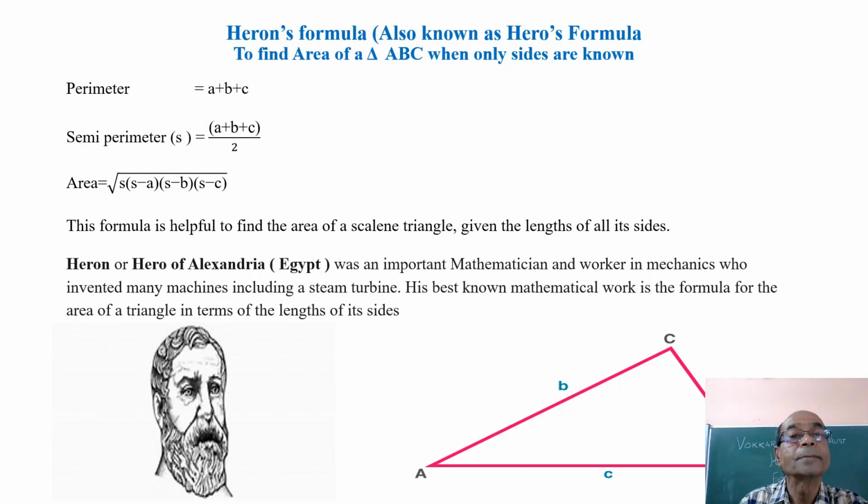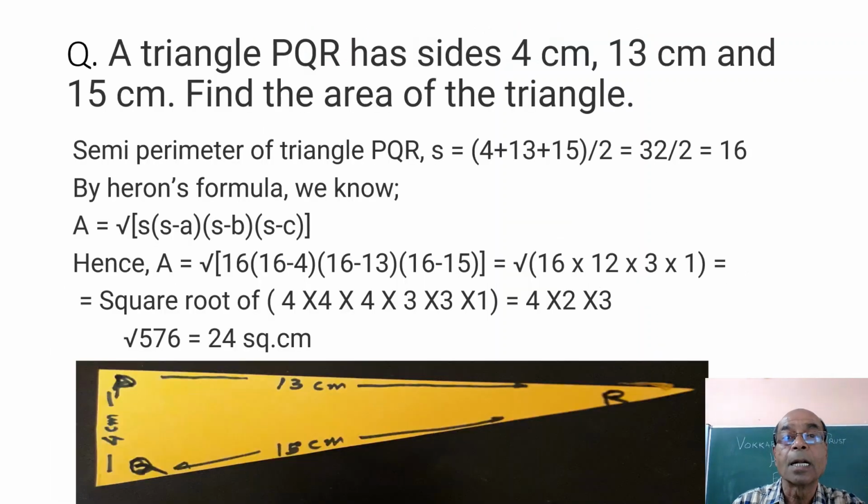So shall I repeat? Heron's formula is to find the area of a triangle whose sides are given. The formula is semi-perimeter S, which is equal to half of the perimeter, and to find the area, it is the square root of semi-perimeter S multiplied by S minus A multiplied by S minus B multiplied by S minus C. With this, let us try to solve a few questions to understand the application.